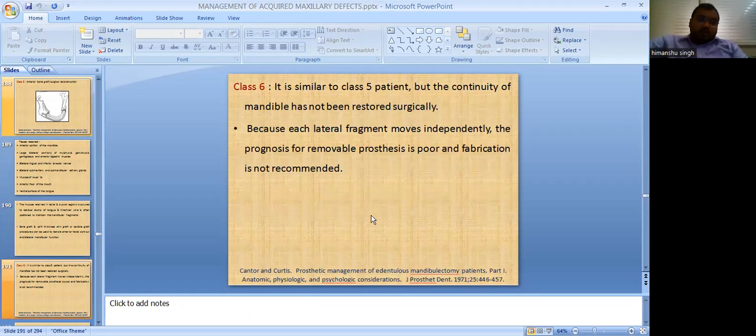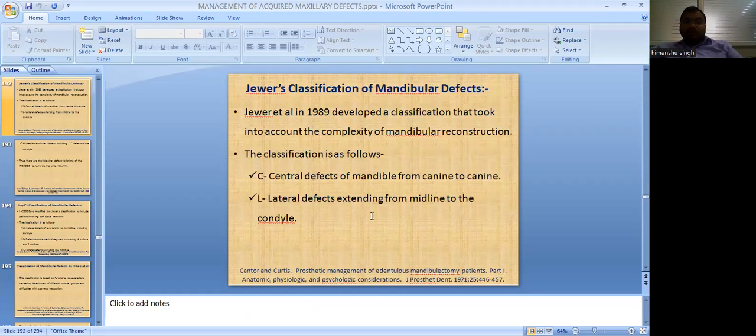Class 6 is similar to class 5 patients, but the continuity of the mandible has not been restored surgically. Because each lateral fragment moves independently, the prognosis for a removable prosthesis is poor and fabrication is not recommended.